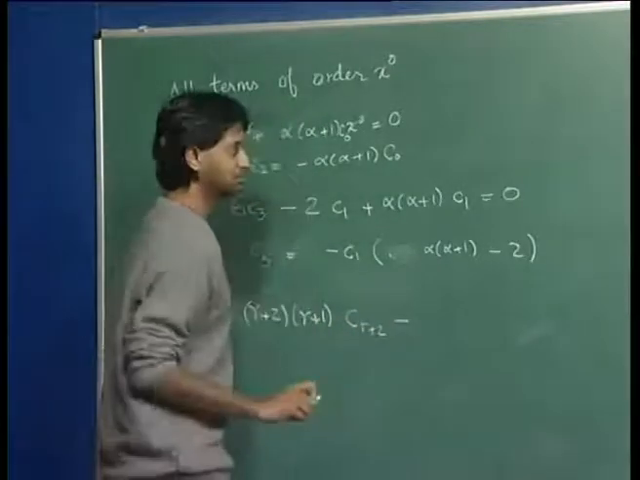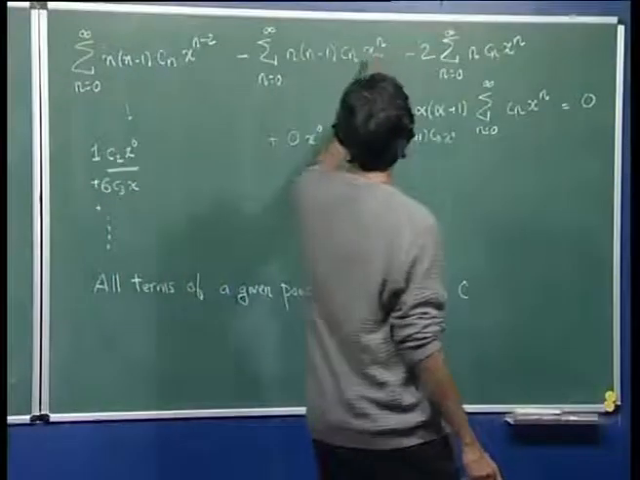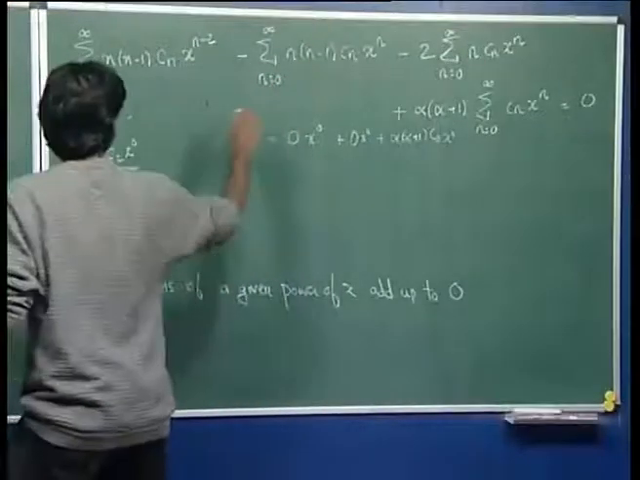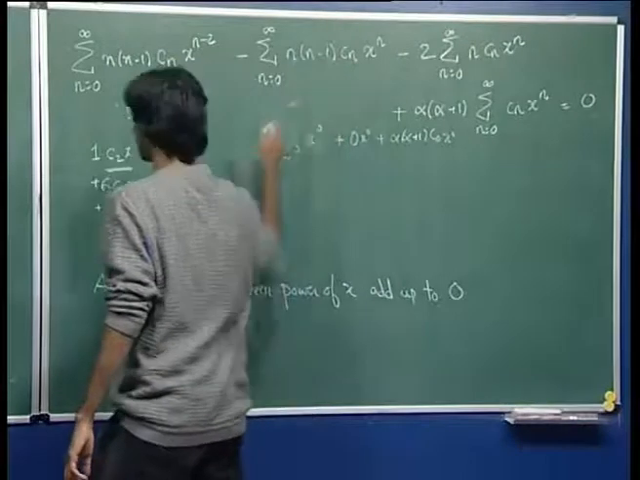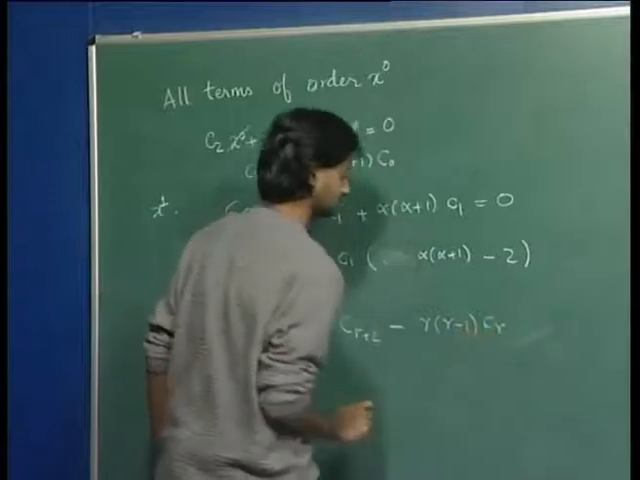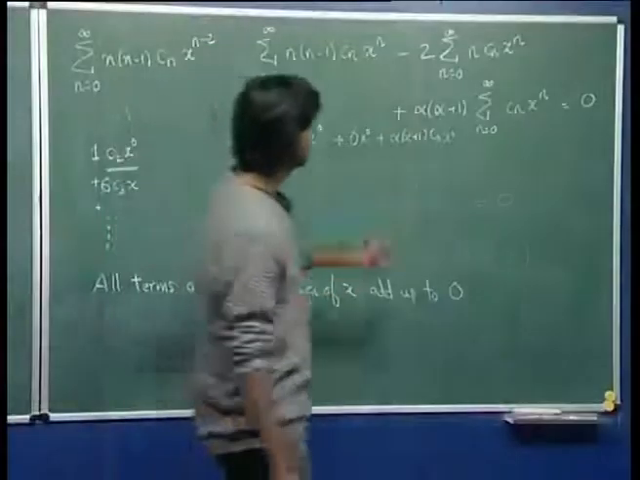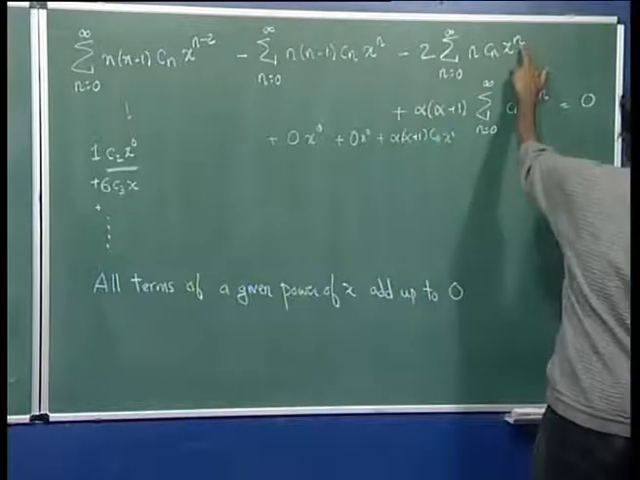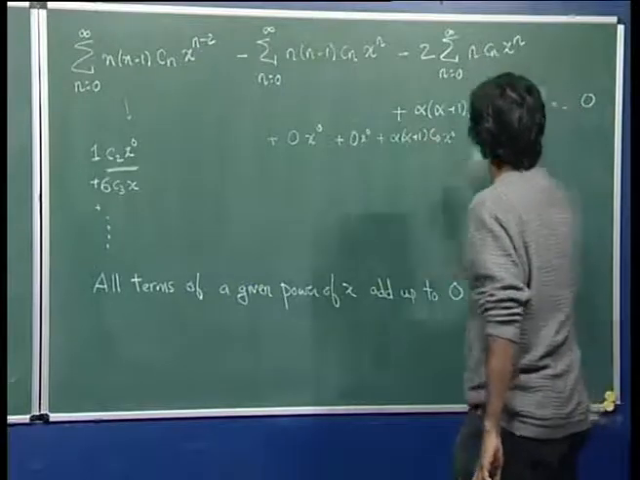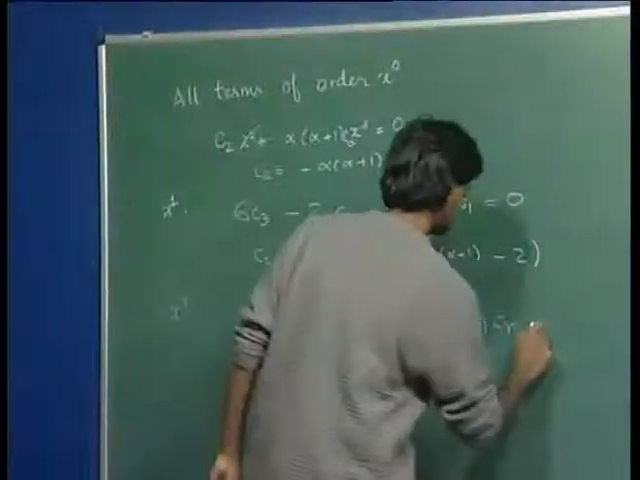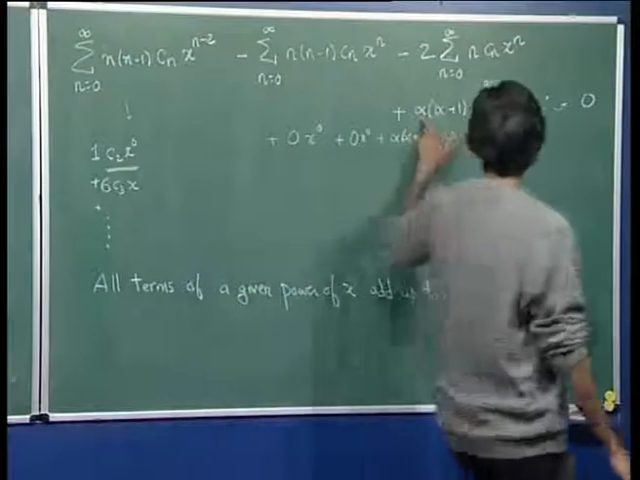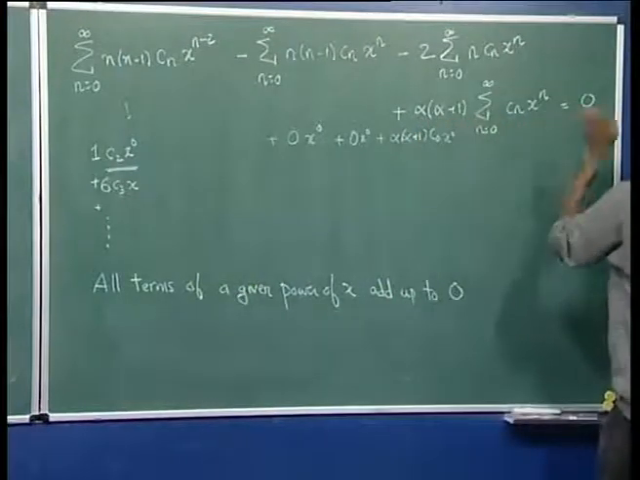Okay. Minus, now in this case, if I wanted a term of x raised to r, then n has to be equal to r. So, if n is equal to r, this is r minus 1 C r. In this case, n is equal to r, because x raised to r you will get when n is equal to r. So, you will get minus 2 r C r. And in this case, what you will get is alpha plus 1 C r.